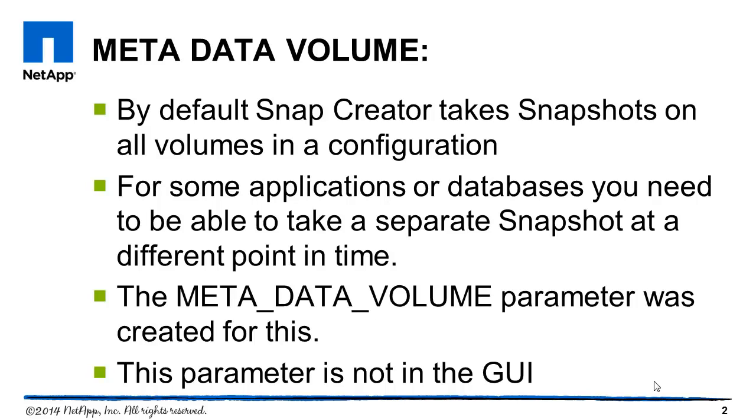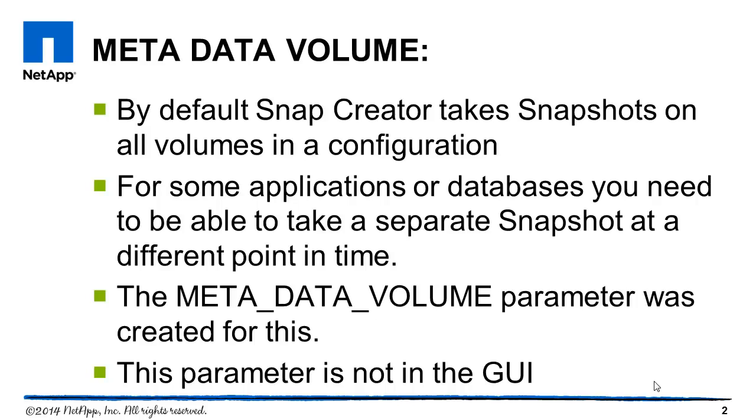This is because data is written to these locations while a database is in a consistent state. For recovery purposes, we need to be sure that the data within these directories is complete. The metadata volume parameter was created for this purpose. Volumes listed as metadata volumes will have a second snapshot taken after the unquiesce action. Snap Creator's Oracle and Domino plugins use this feature, but it could be used for any application or database that has this need. The parameter is not available in the GUI.